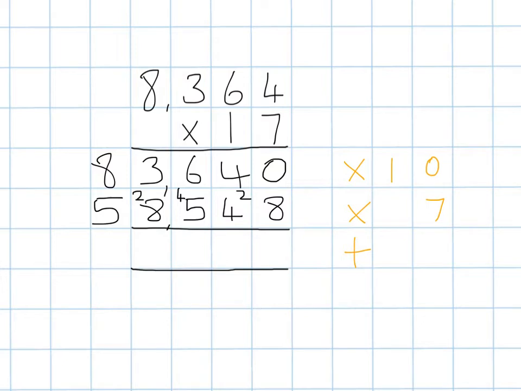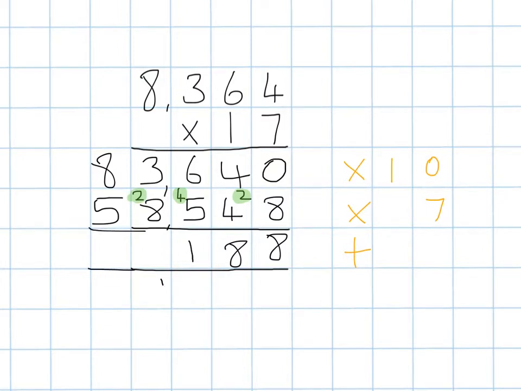Now once I've done that, I need to add the two totals together, 83,640 and 58,548. I must take care to not add the carried numbers from the previous multiplications. So these 2, this 4, and this 2 are not going to be included in my final adding. So let's start with the units. 8 units is straightforward enough. 4 tens and 4 tens is 8 tens. 600 add 500 is 1,100. So put 100 in the hundreds column, and I carry the 1,000 over.